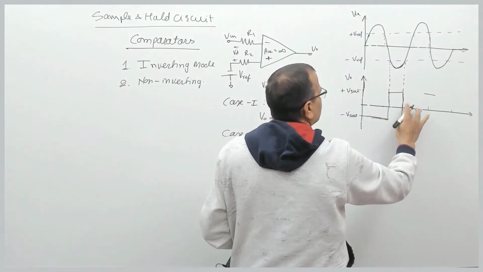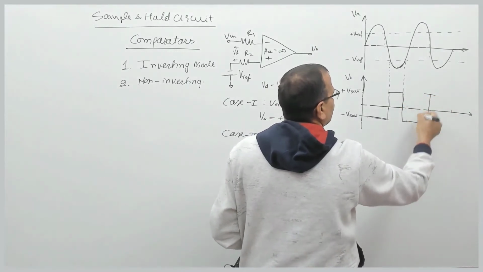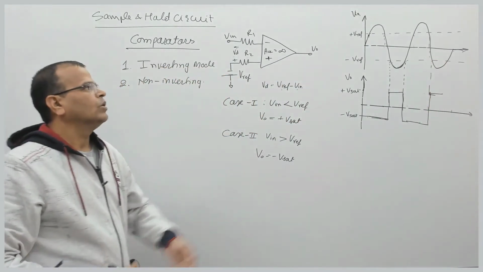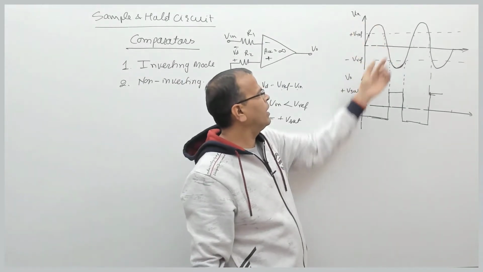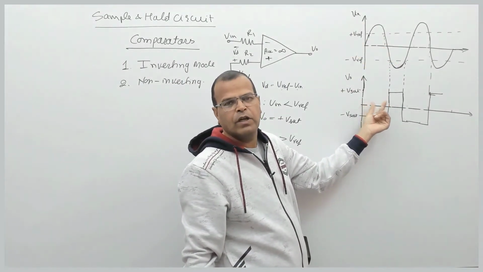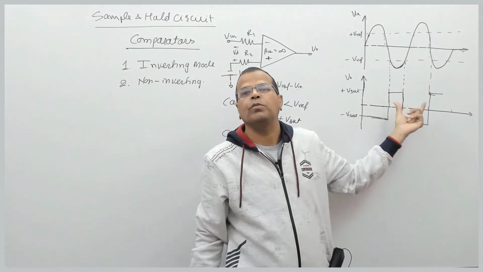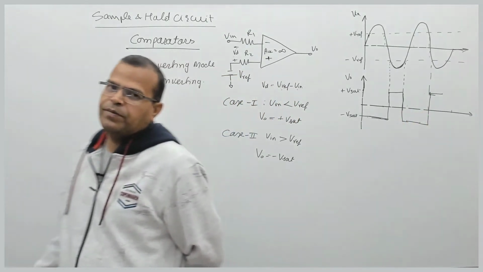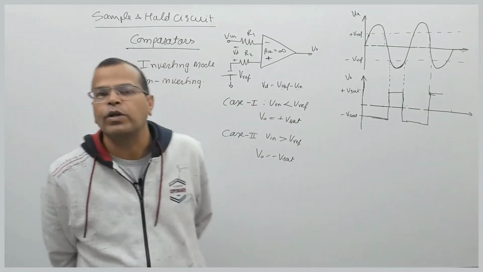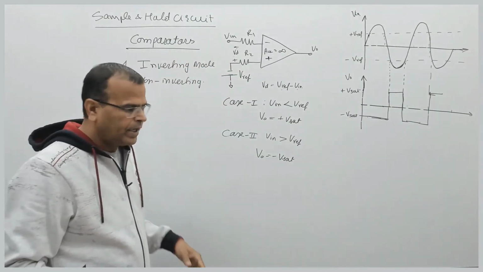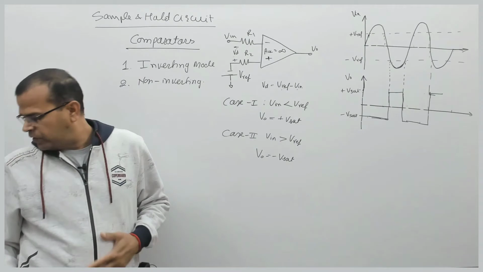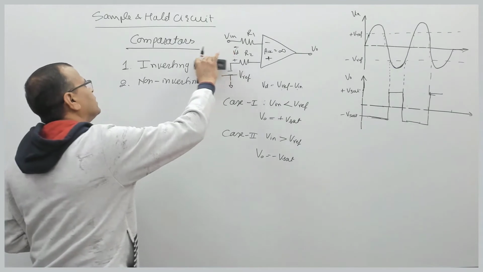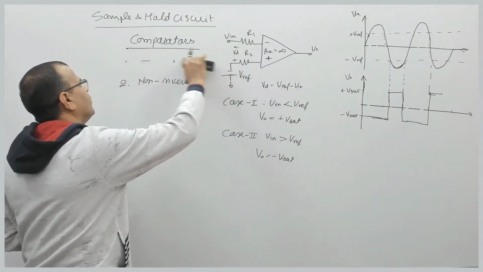So the only thing is that the duration of the positive and negative pulses will change. By shifting the reference voltage from positive to negative, I am able to change the width of the positive and negative pulses. So the width of the positive pulses has reduced, and the width of the negative pulses has increased, right, by changing the reference voltage from positive to negative. Now this was the case of inverting mode. Let us see the second part, that is non-inverting mode.